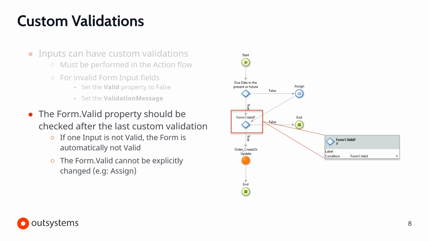Besides the inputs, the form also has a valid property. This property should be checked right after the last custom validation. The valid property of the form is automatically set to false when at least one input field of the form is set to not valid. This property cannot be explicitly changed in the logic and is managed automatically by the platform. This final check is important to make sure that all of the validations were successful, and if not, avoid executing the happy path of the flow that will potentially store data in the database.